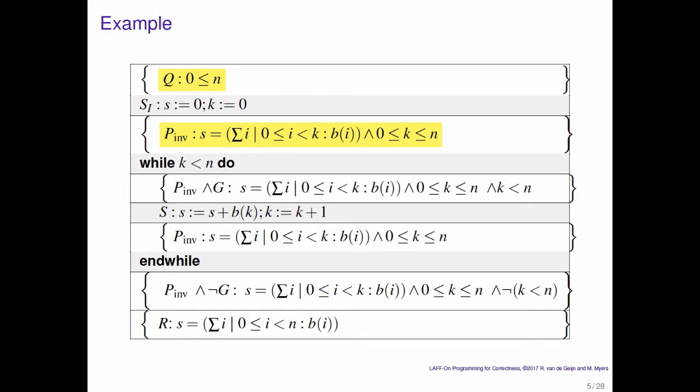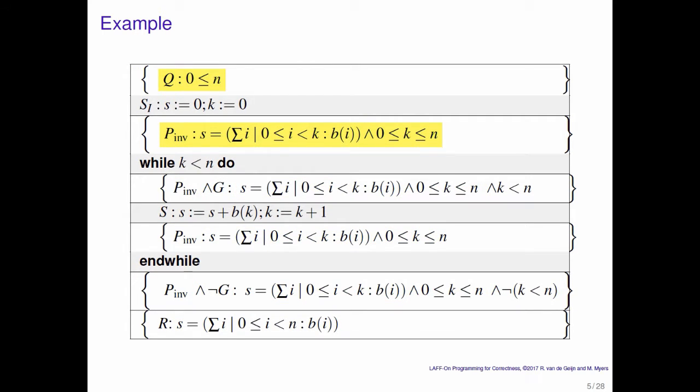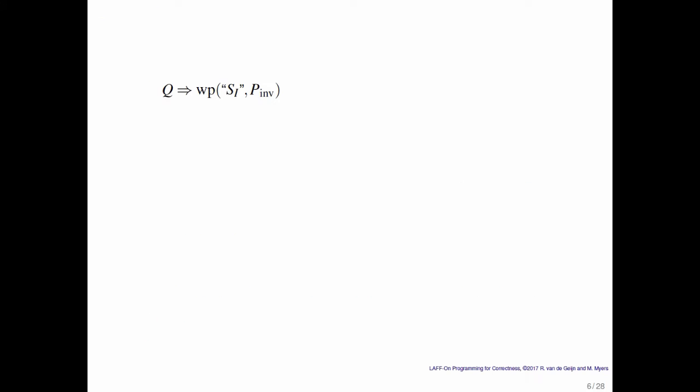So back to our example. What did you prove in some homework exercise? Well, you proved that 0 less than or equal to n, together with the assignments 0 to S and 0 to K, leaves you in a state where the loop invariant is true. And how did we prove that? Well, this is what you need to prove. You instantiate the initialization command and the loop invariant. You then do textual substitution according to the definition of assignment twice, and that leaves you in this state.